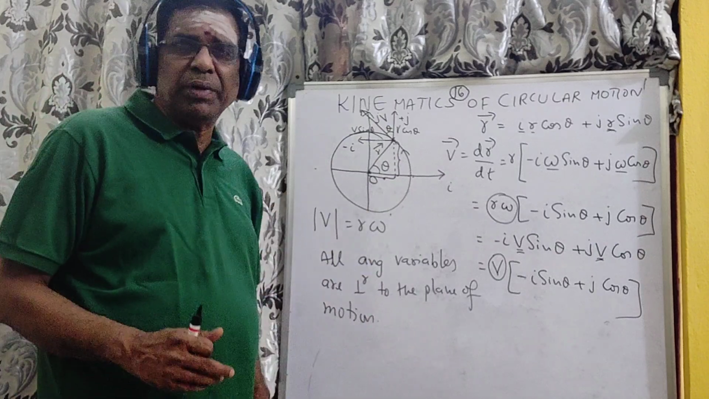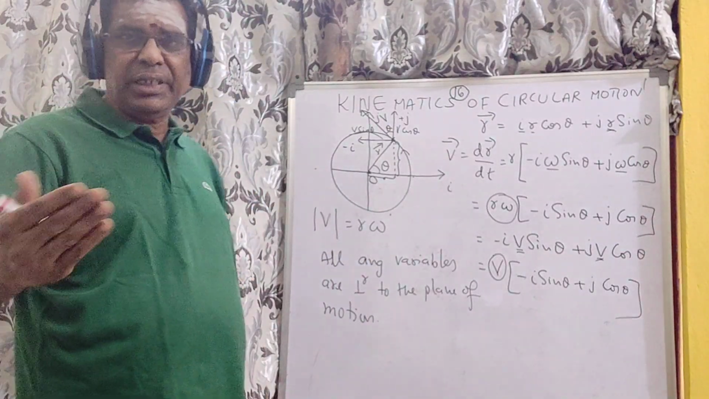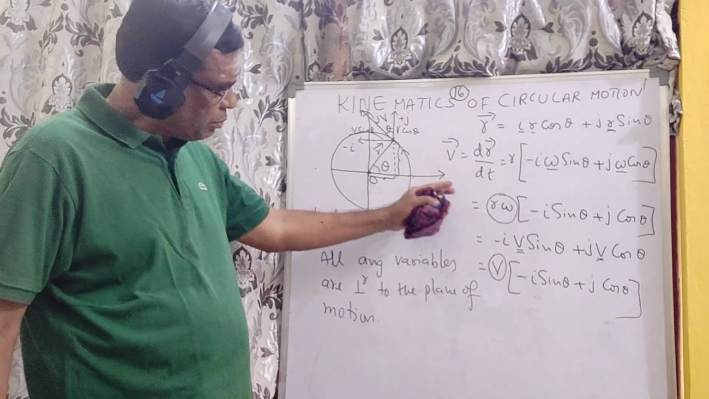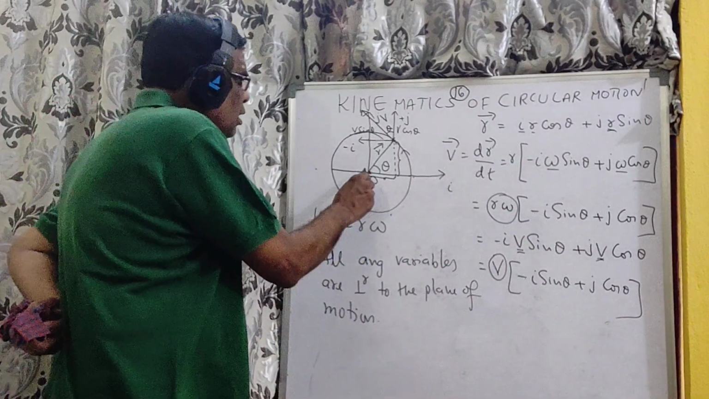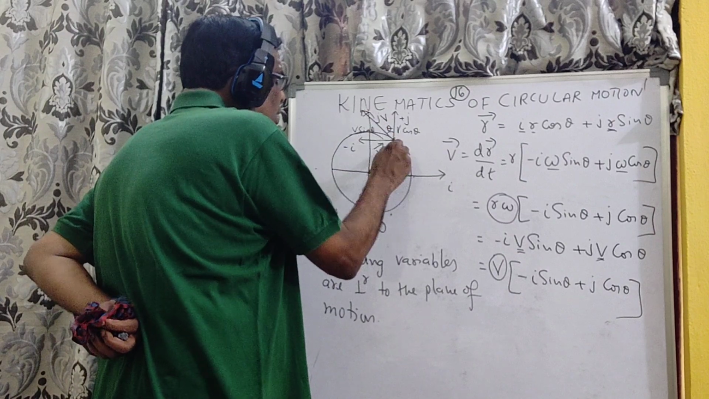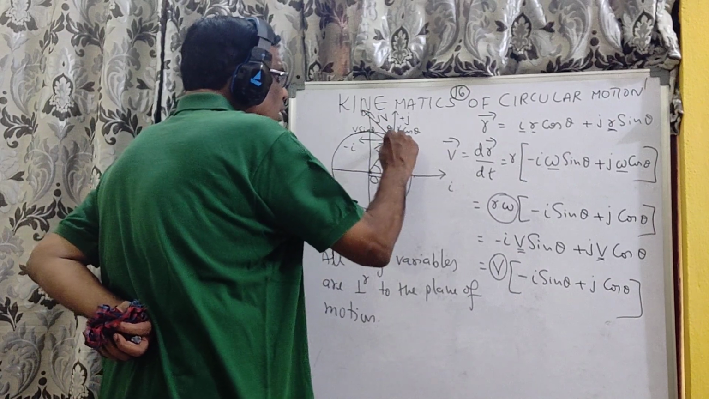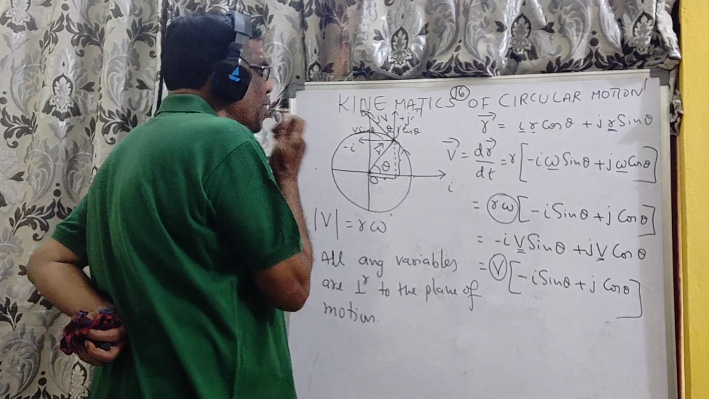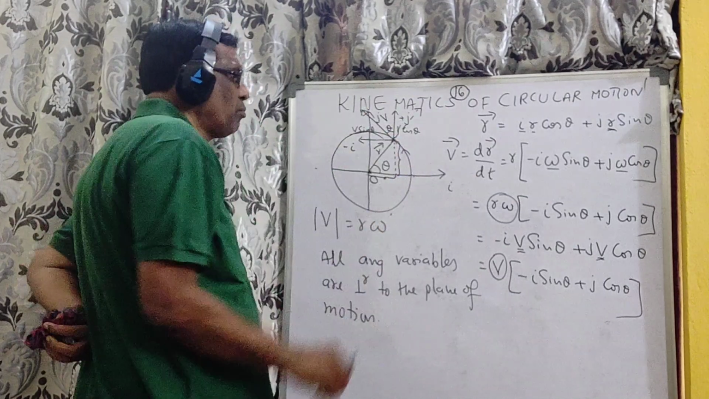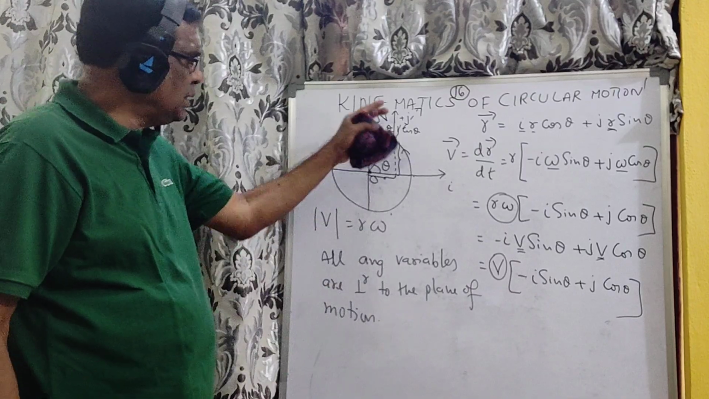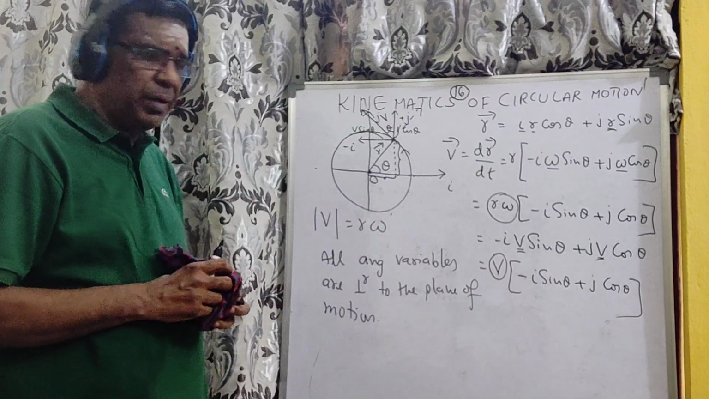Which one is in the plane? Which one is perpendicular to the plane? Everything we are going to see now. You see, R and V, you can see are perpendicular. This is R, okay? I am extending. V I am writing here. Now, you can see, V and R are perpendicular.